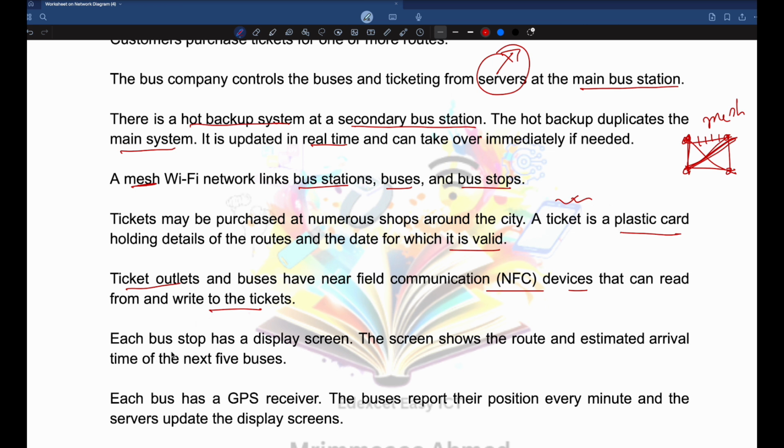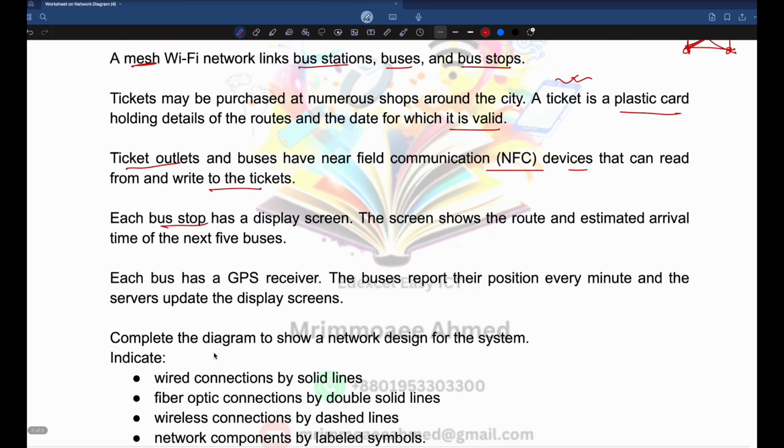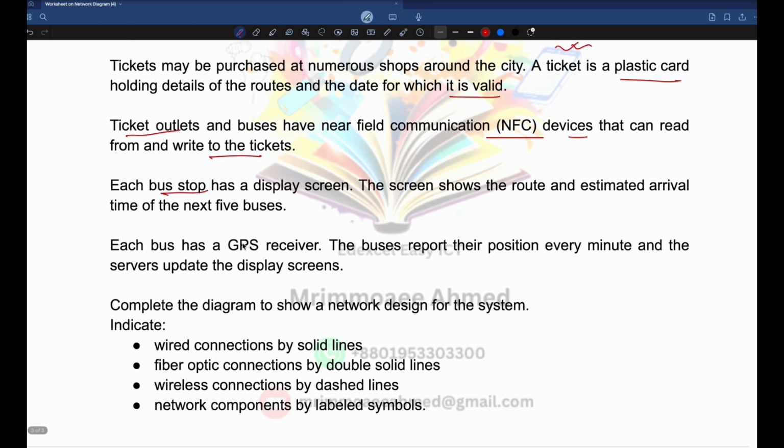Each bus stop has a display screen. That means the bus stop has a display screen. Buses and bus stops, right? The screen shows the route and estimated arrival time of the next 5 buses. Then each bus has a GPS receiver. Now they're mentioning that buses have a GPS receiver as well. The buses report their position every minute and the server updates the display screen.